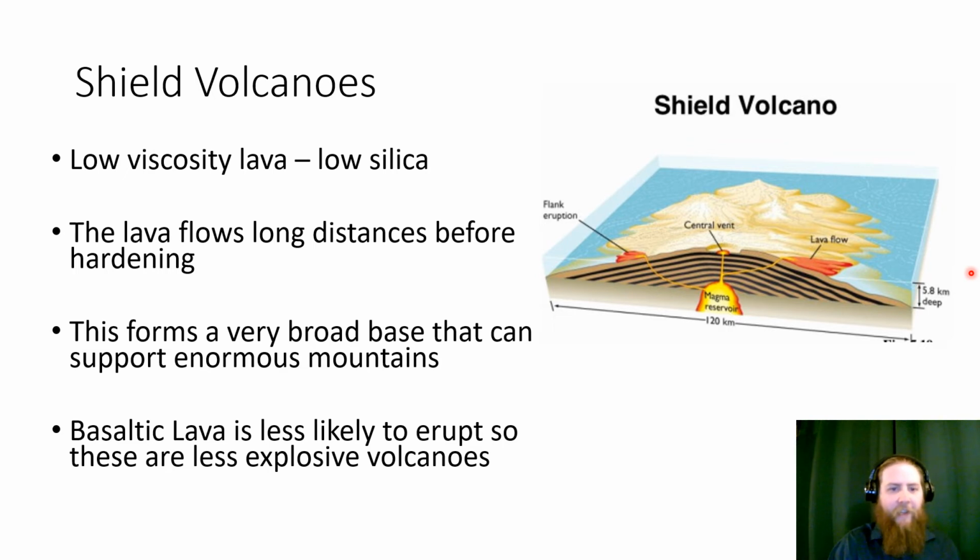These are made out of basaltic lava. This is why they're less likely to erupt. These are less explosive volcanoes. These are the ones that just flow out, pool out magma. They harden, it heats up again, pools out magma, and the cycle continues.